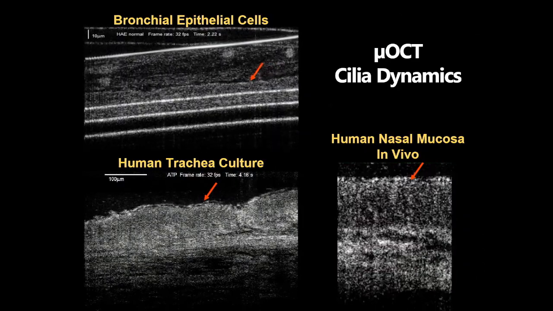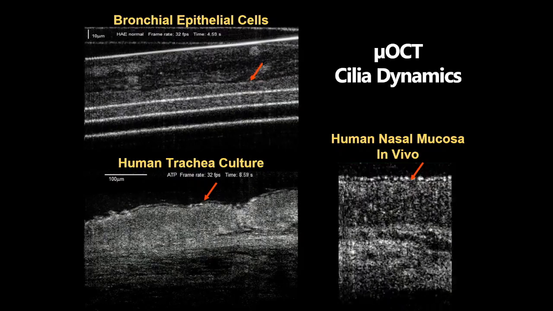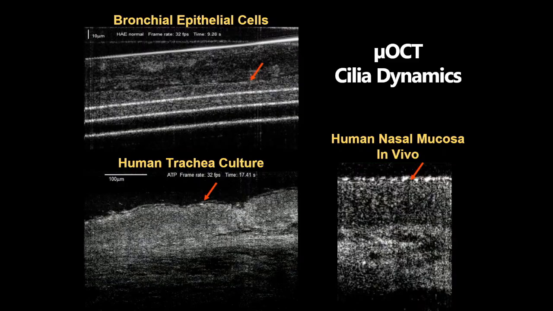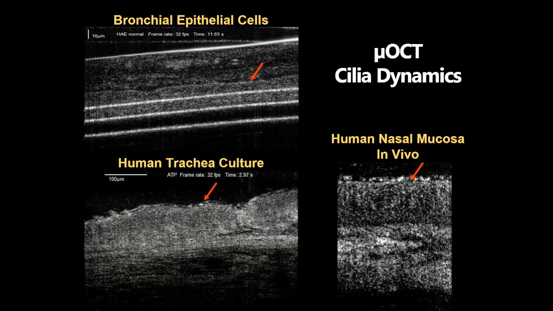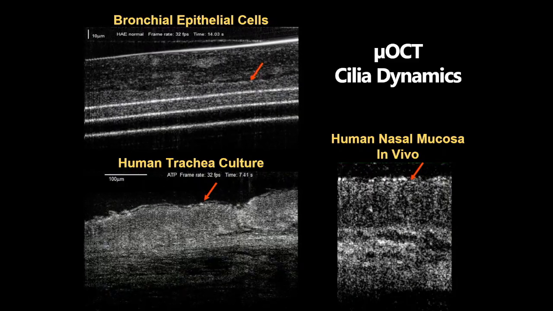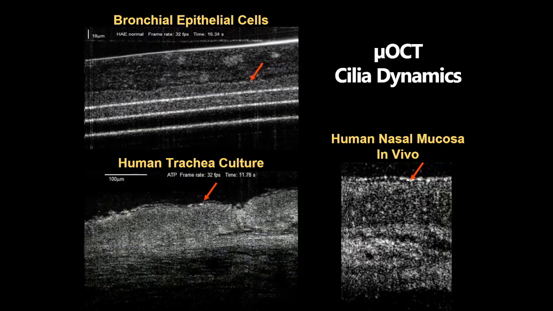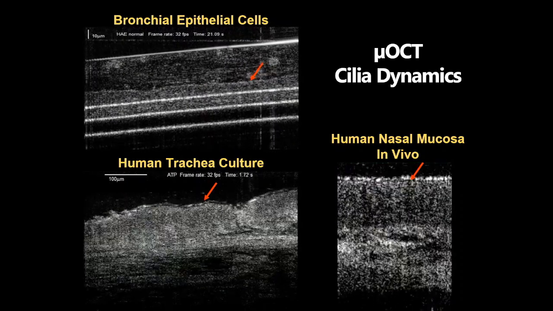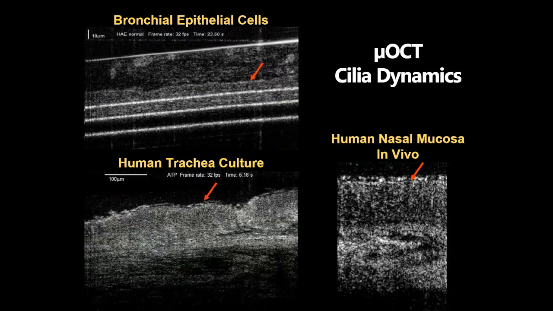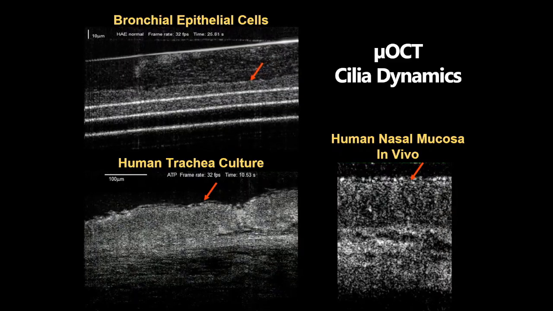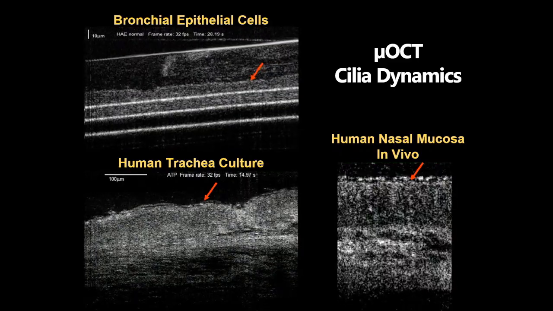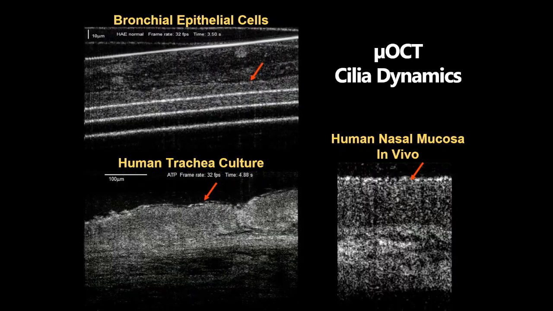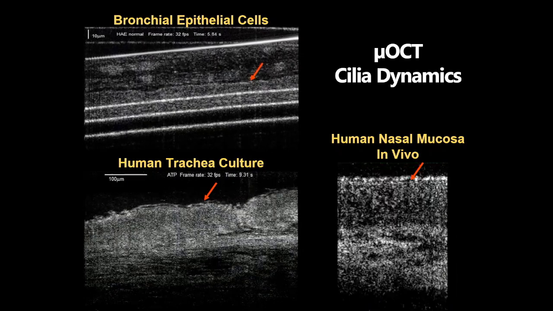Micro-OCT is also really good because it can see dynamic function inside the body. This is imaging of respiratory cilia. These are little hair-like structures on the top of your airway cells that are designed to push mucus out of your body, and they beat really fast. And you can actually see them with micro-OCT. Not only can you see them in epithelial culture and in trachea culture, but we've been doing this in the nose of people, and we can see the cilia beat in the nose, which is really important for assessing the efficacy of therapies for things like cystic fibrosis.